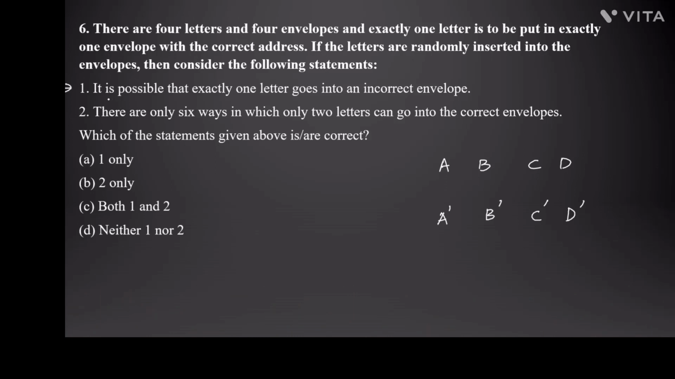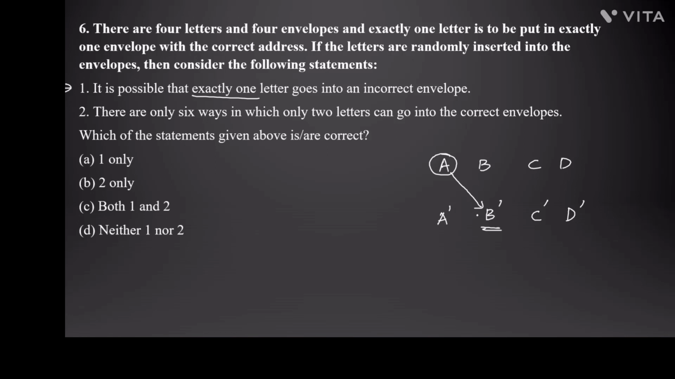Statement 1 is saying that it is possible that exactly one letter goes into an incorrect envelope. Exactly one. That means only one letter can go into an incorrect envelope. Okay, let's take an example here. Let's say letter A is going to an incorrect envelope, say B dash. It is actually supposed to go to A dash, right? So letter A is going to an incorrect envelope B dash. So actually, letter B should be going to B dash, right? Right now, B should go to any one of the other envelopes.